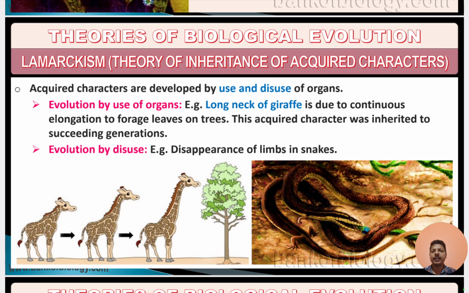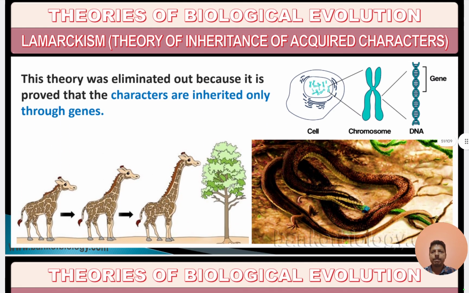Evolution by use of organs. Example: the long neck of the giraffe is due to continuous elongation to forage leaves on trees. This acquired character was inherited by the succeeding generations. And evolution by disuse. Example: disappearance of limbs in snakes. Then this theory was rejected because it was proved that characters are inherited only through genes, not through acquired characters.